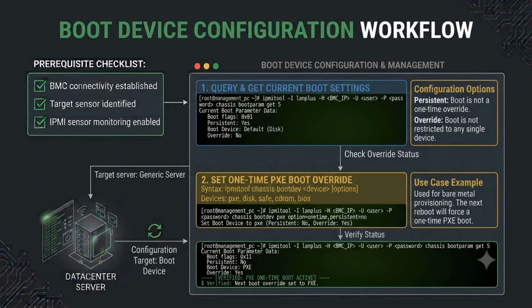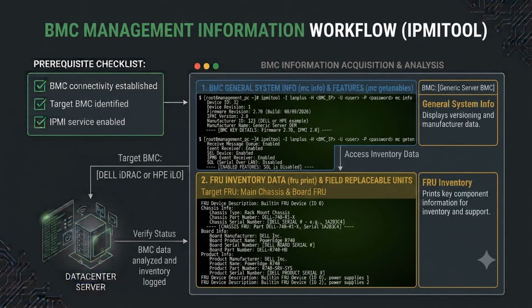The BMC has firmware. Dell calls it iDRAC firmware. HPE calls it iLO firmware. Type ipmitool mc info. You see the firmware version, IPMI version, manufacturer ID, product name, and device revision. Type ipmitool fru print. This shows field replaceable unit information. It lists the chassis serial number, system model, board serial number, and manufacture date. This is the hardware inventory inside the server.